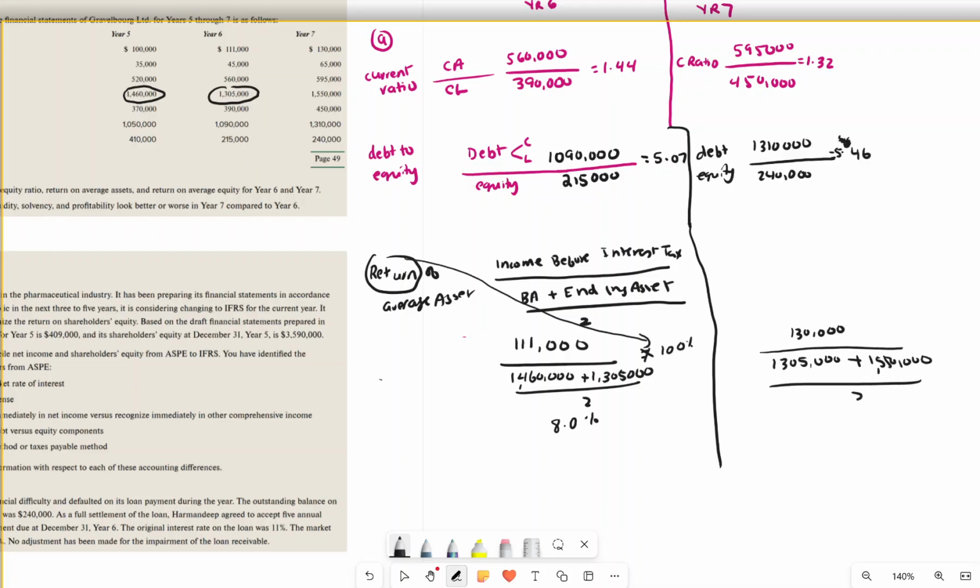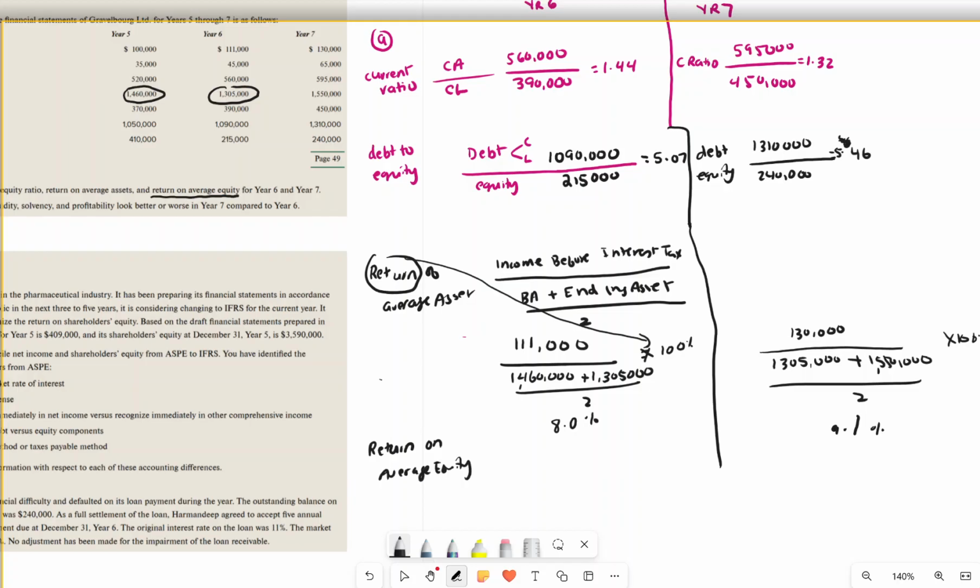1,550,000 divided by 2, multiply by 100, and what do I get? I get a ratio. My ratio will be 9.1%. Now going further, the next one we need to do is return on average equity. That's our next formula.